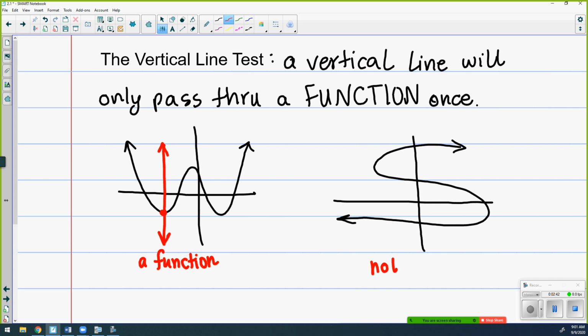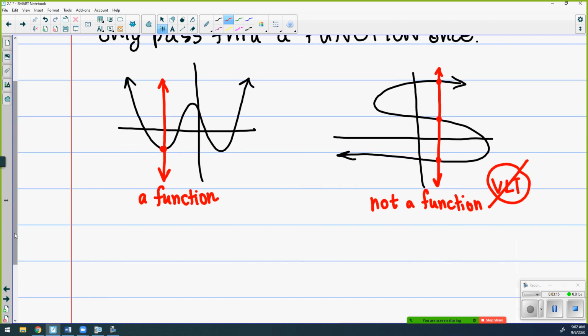Over here on the right, this is not a function because it doesn't pass the vertical line test. So vertical line test is sometimes abbreviated VLT. This does not pass the vertical line test because check out this vertical line. It passes through the function more than 1 spot. In fact, it passes through it 3 spots. So the vertical line test is a test for determining whether or not a relationship of ordered pairs represents a function. The vertical line test says a vertical line will only pass through a function once. So that is the vertical line test.